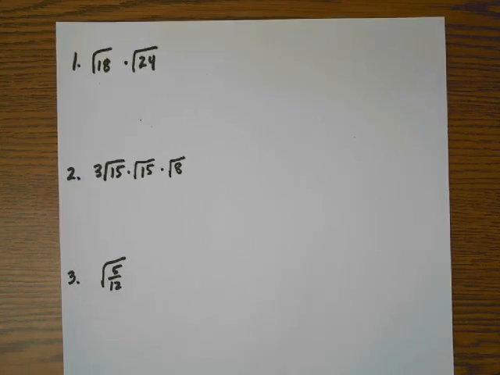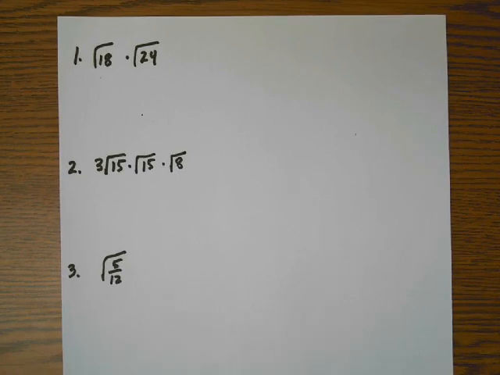Simplifying some radicals. So the first one, you've got two different ways to go. You could multiply these two numbers together first and get a large number and then reduce it. That's probably the more difficult way. The simpler way is to take each of the individual numbers, like square root of 18, square root of 24, and simplify them and then bring them together at the end.